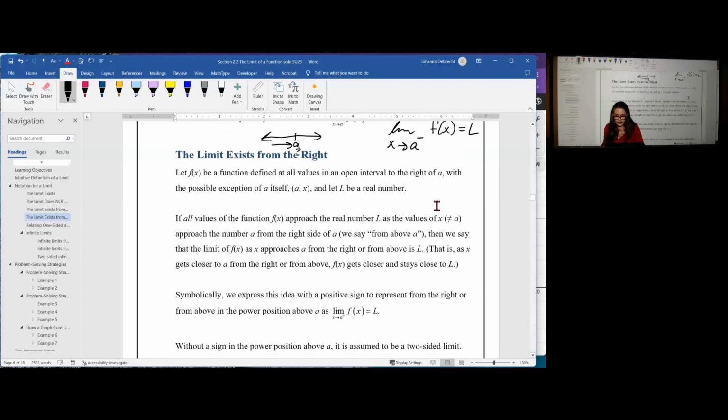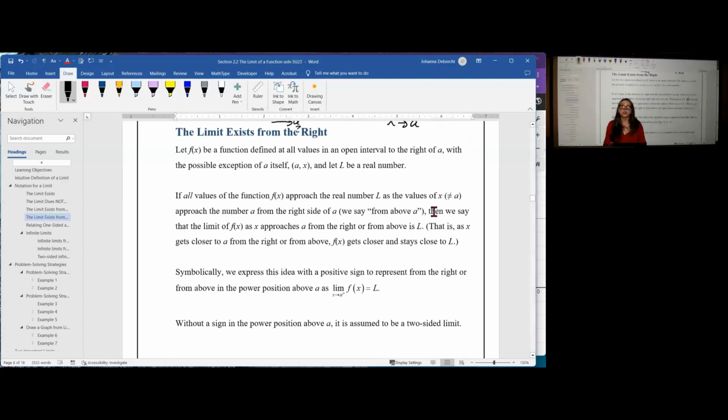Of course, as you might imagine, when we do the limit from the right, we will put a plus sign. If you're talking about a one-sided limit, you must put either the plus or the minus in the power position above a. So we would write the limit from the right this way.